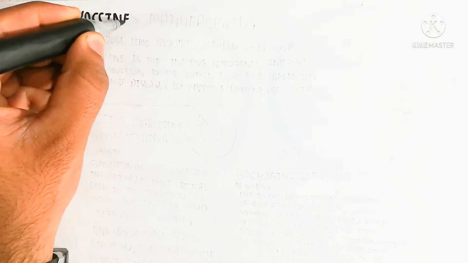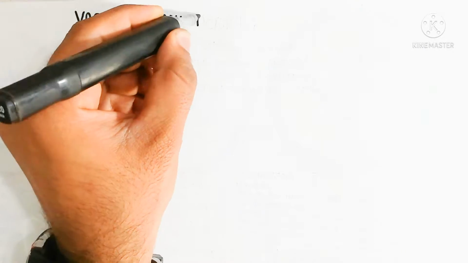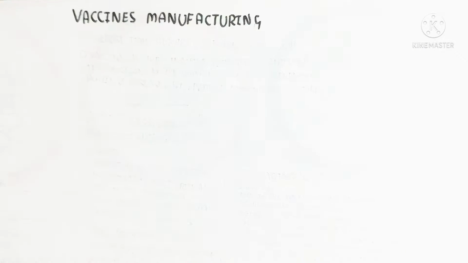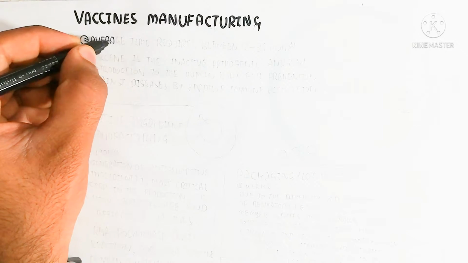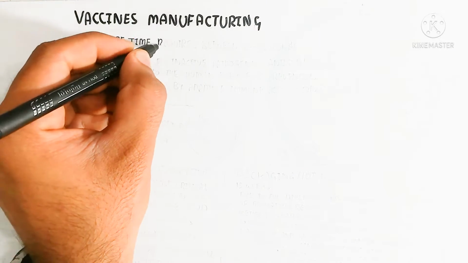Hello, in this video we will discuss vaccine manufacturing. The average time required for manufacturing in the industry is between 12 to 36 months.